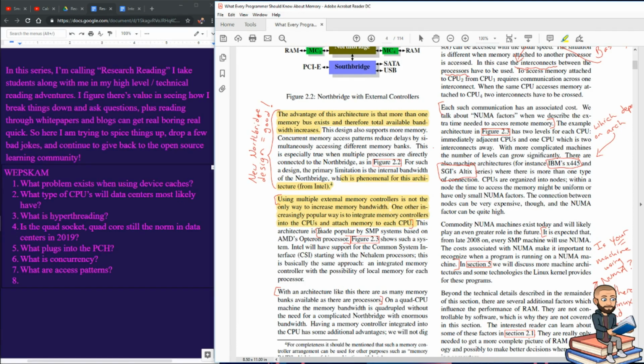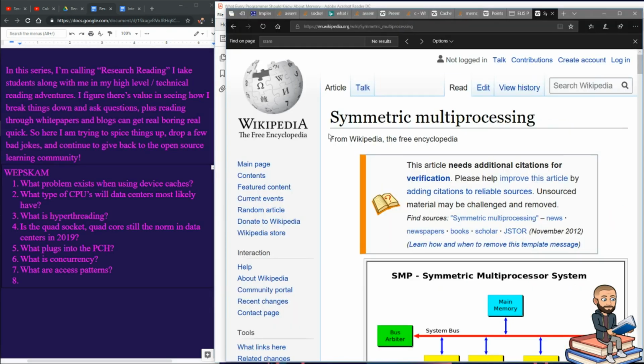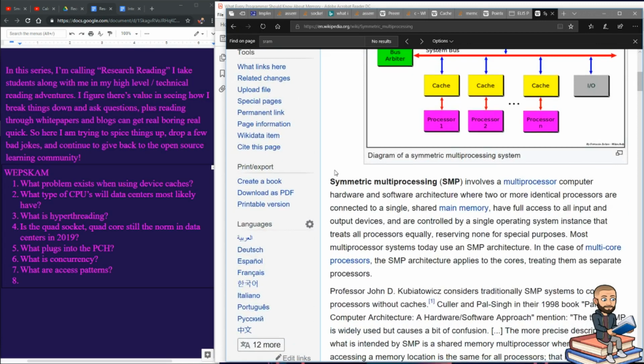But maybe that's not what he's foreshadowing here, because he goes on to say this is made popular by SMP systems based on AMD's Opteron processor. So figure 2.3 is right here. We can see a missing Northbridge, right? And what is an SMP system?